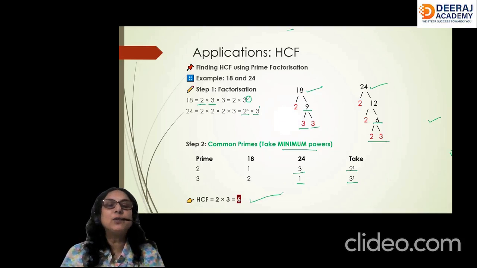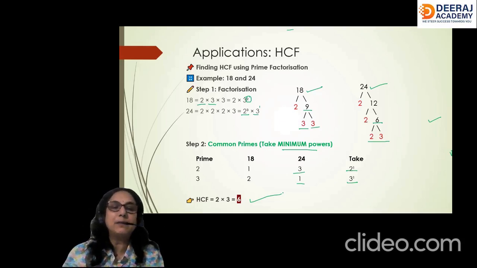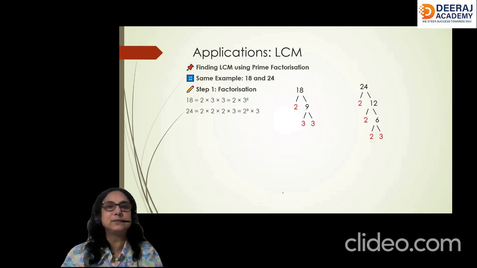So what do you have to do? First step, do the factorization. Second step, take the common primes, choose their minimum powers and multiply them, and you will get the product which will be your required HCF. Now let's see how to find the LCM.